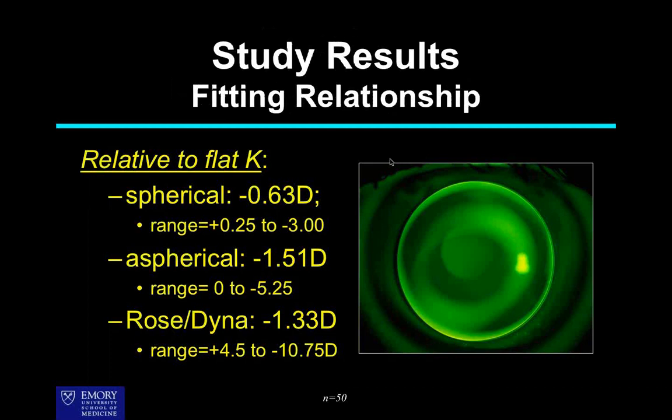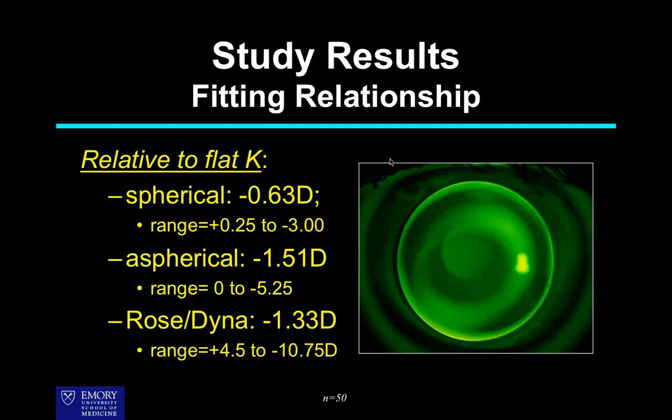And this, I found, was interesting. So I wanted to know, what was my fitting relationship on these eyes? Well, relative to flat K, the relationship of the base curve to the flat K on a spherical design was minus 0.6 diopters. In other words, I was fitting at about a half a diopter, 0.63, flatter than flat K.